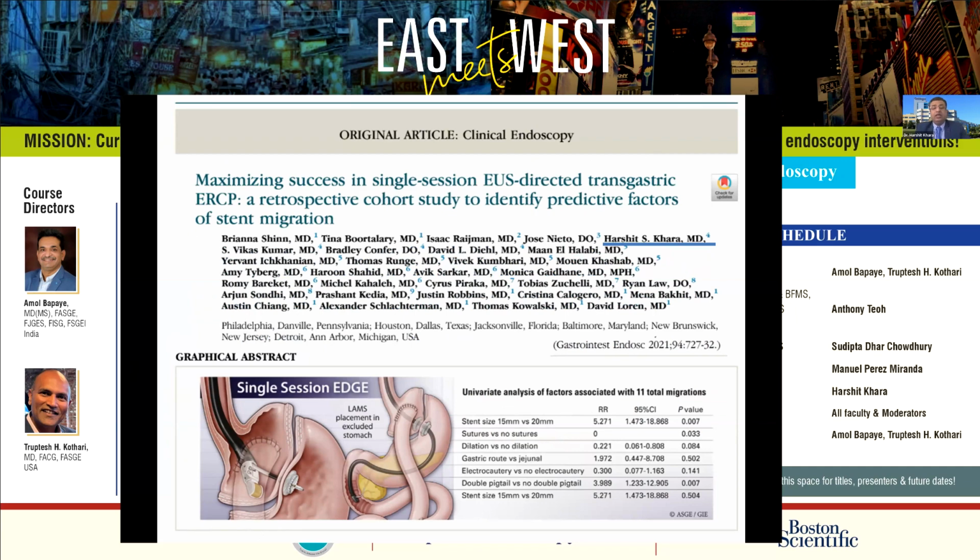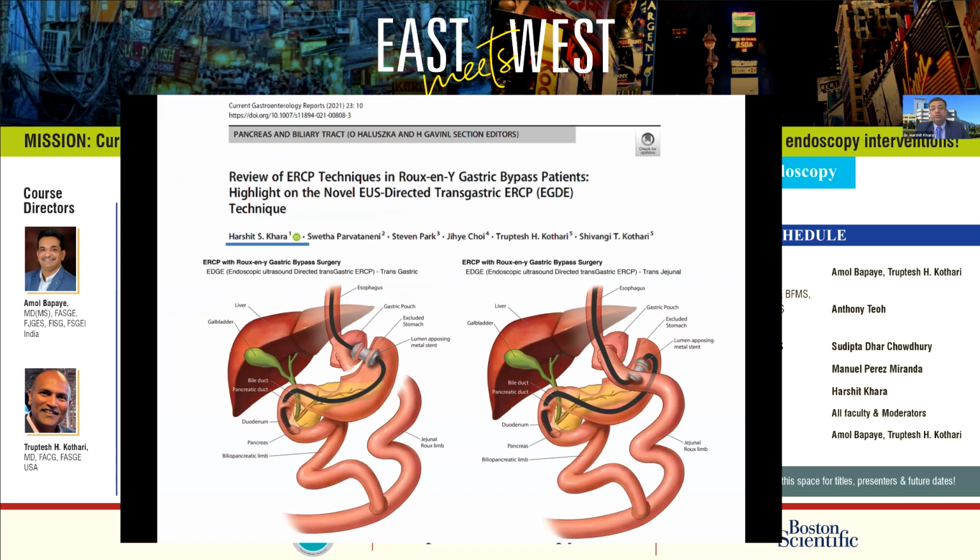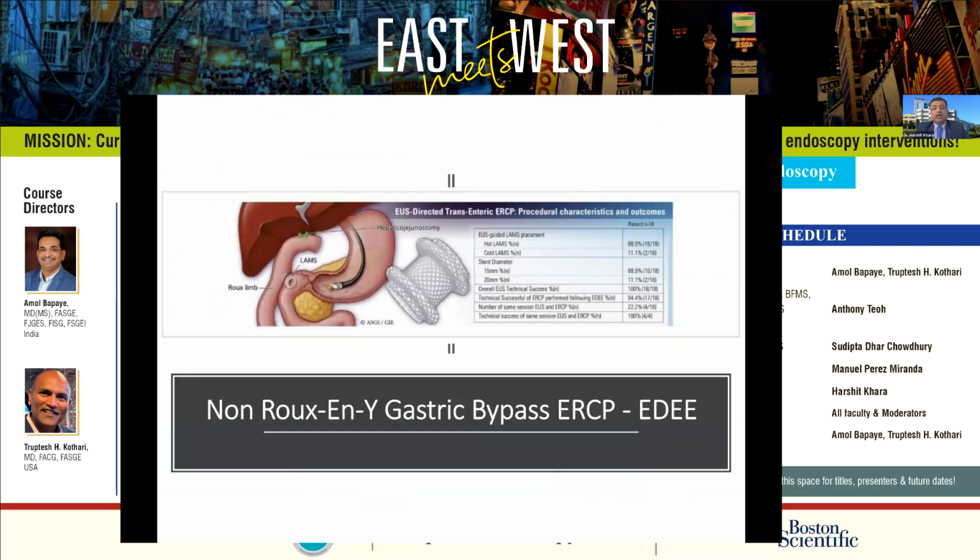So with the advent of the larger diameter stents, this has facilitated us to be much more proactive with our patients and reduce the number of reinterventions. This was a study, again, supporting that same thing about 15 versus 20 millimeter stents, showing a higher rate of single-stage EDGE procedure in patients who undergo 20 millimeter LAMS. And then Truptesh and I, we had coordinated in writing a review of all of this data around the EDGE procedure, showing the various illustrations and the techniques available currently and the outcomes of the EDGE procedure, either as a gastrogastric access or a jejunogastric access. And I'll switch gears a little bit.